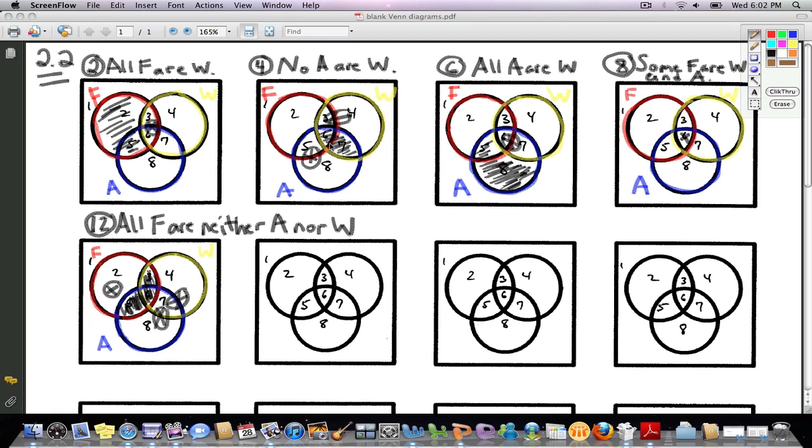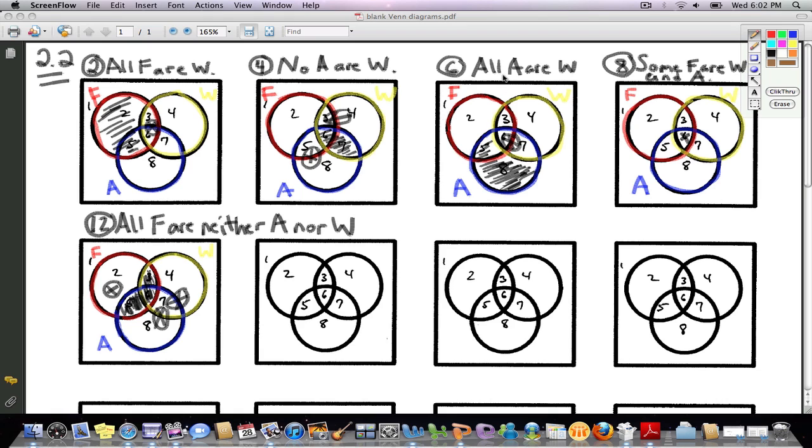One student asked me if the X has to be right on the line. The issue is where the X extends into. So if you don't exactly, and in some cases it'd be tricky to have the X exactly on the line, that's not a worry. Number 6, all A are W.